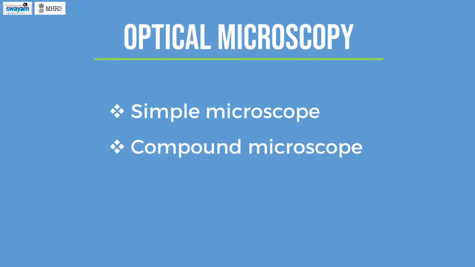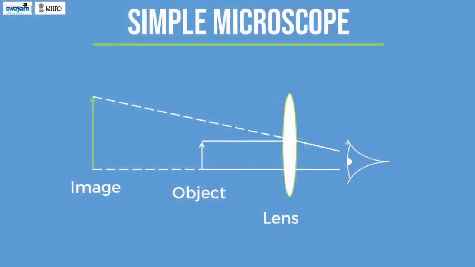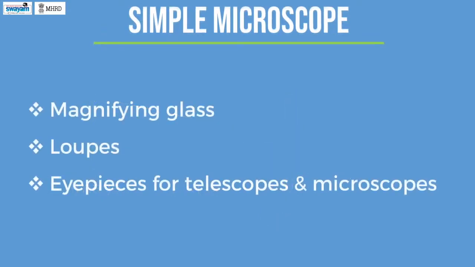There are two basic types of optical microscopes: simple microscope and compound microscope. Simple microscope. A simple microscope has a lens or a group of lenses to enlarge an object through angle magnification alone, giving the viewer an erect and enlarged virtual image. Magnifying glass, loupes, eyepieces for telescopes and microscopes are some of the examples of simple microscopes.